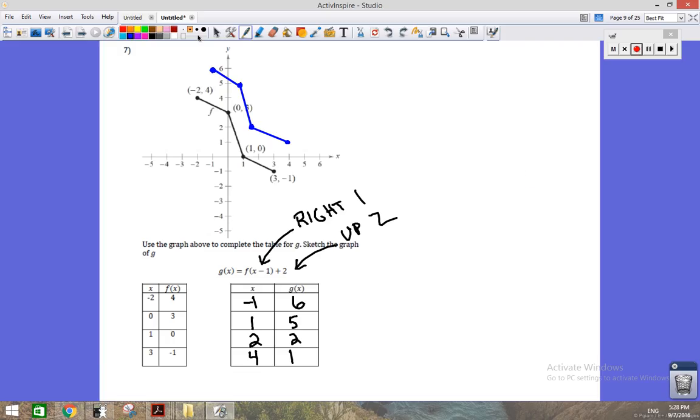All right, let's take a look at this point. If we move to the right 1 unit, we'll be here, and then if we go up 2 units, we'll be there. So we saw that the point 3, -1 is transformed to the point 4, 1, through these two transformations: go to the right 1 and up 2.